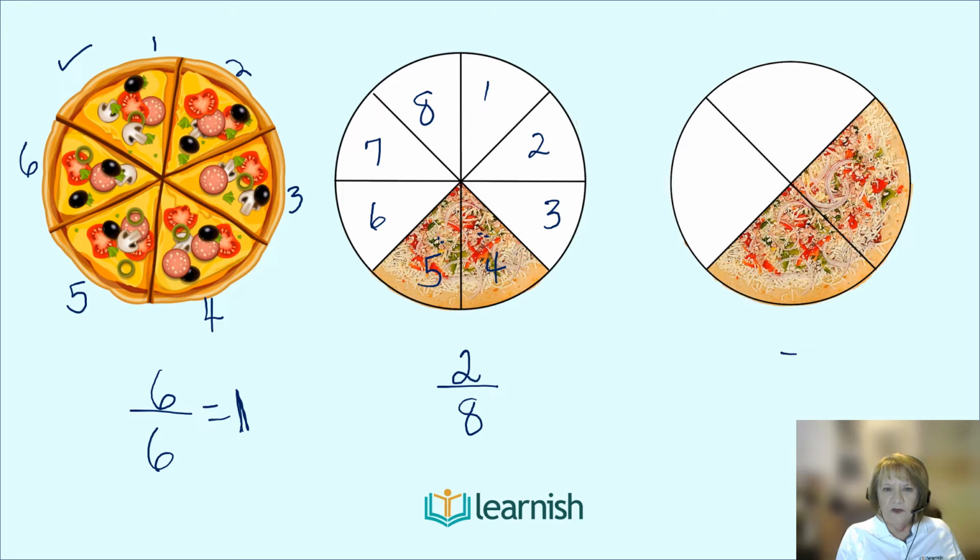This pizza is divided, we can easily see, into 4 different sections. And we have 2 of those sections. You might look at that one and say, you know what, I can tell that's 1/2. And you're correct. We have half a pizza. 2/4 is the same thing as 1/2.